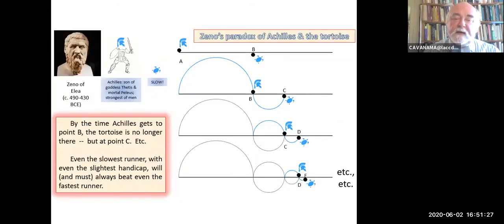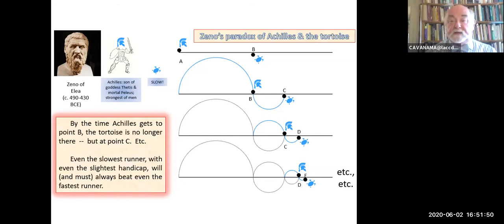See how this works here. Let's set up point A, point B, point C, point D, et cetera. Okay, so we'll give the tortoise a handicap. We'll start him off at point B, which is ahead of Achilles, who's starting behind at point A. Okay, the race is off. Now, is Achilles going to get to point A? Yes, but will the tortoise be there? No, the tortoise is moving slower than Achilles, but the tortoise is no longer at point B, he's at point C.